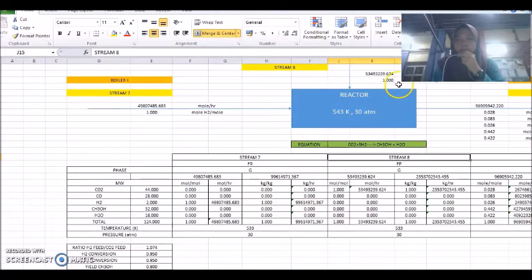So the function of the reactor is to synthesize methanol as the product, through the reaction between carbon dioxide and hydrogen gas, 3 moles of hydrogen gas, to produce methanol and water as the products. Okay, so basically the condition of the reactor system is 543 Kelvin and 30 atm pressure.